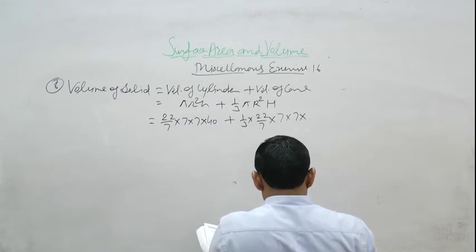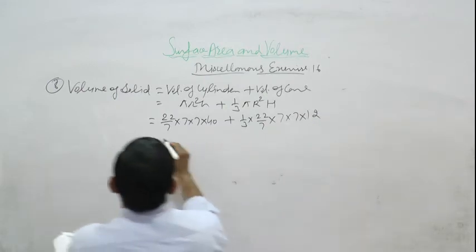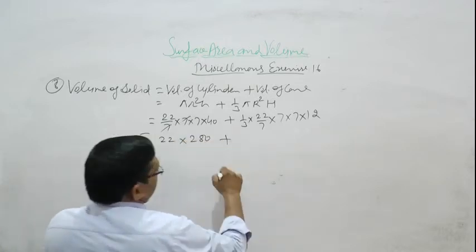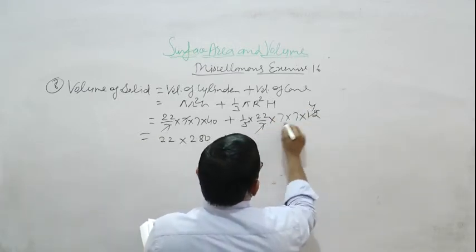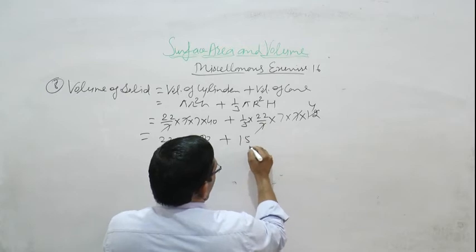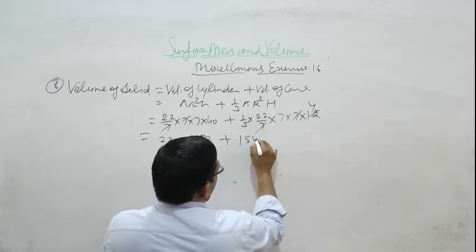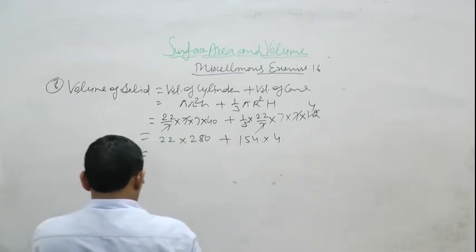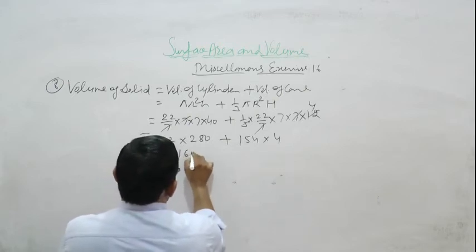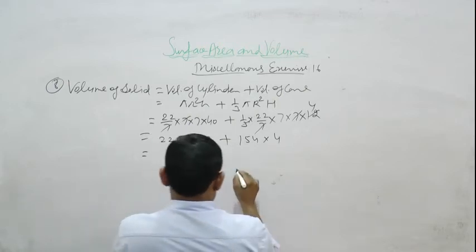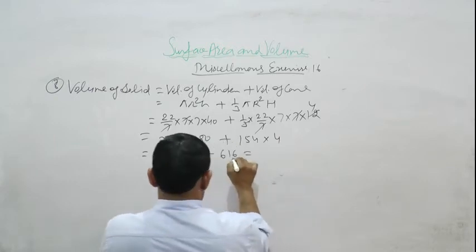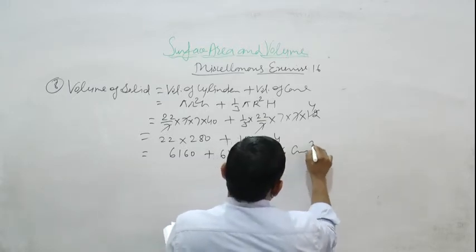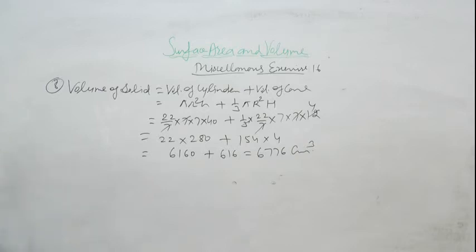And height is 12 centimeter. So 7 cancelled by 7, 22 multiply 280. Then 3 4 7 cancelled by 7. 22 multiply 7, that is 154. 154 multiply 4, that is volume of cylinder is 6160 and volume of cone is 616, is equal to 6776 centimeter cube. This is the volume of solid.